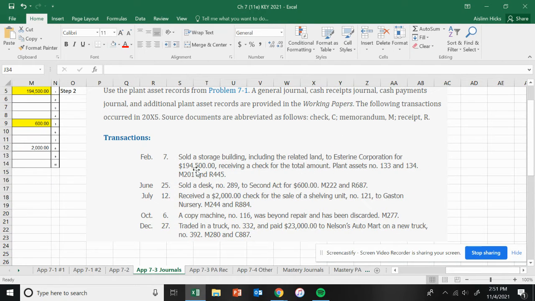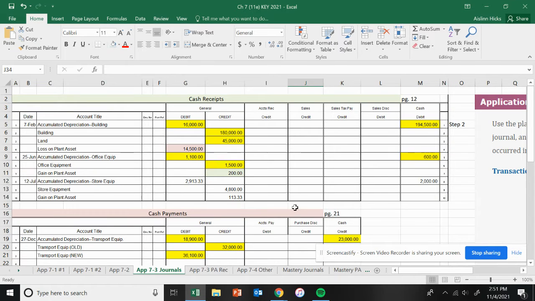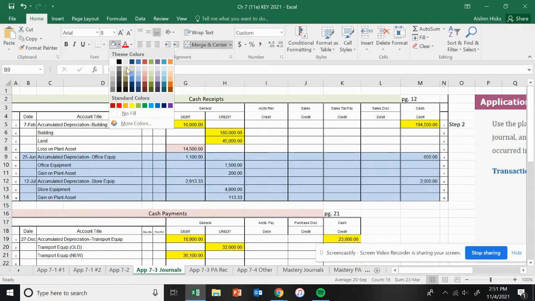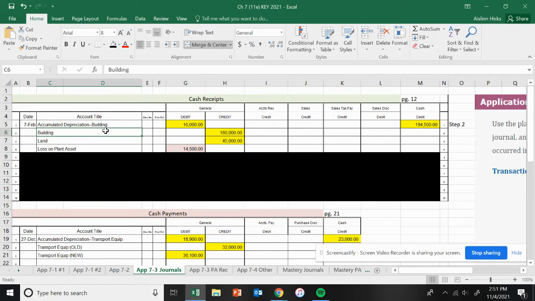I sold it for $194,500. So let's go to our cash receipts journal. Okay, I'm going to cover this up for now so you don't get distracted by it. And so we're going to get rid of this product. We're going to get rid of the building and we're going to get rid of the land. We need to credit both of their original values. We're also not going to keep track of the depreciation now that we sold it. So we're going to get rid of all the depreciation.